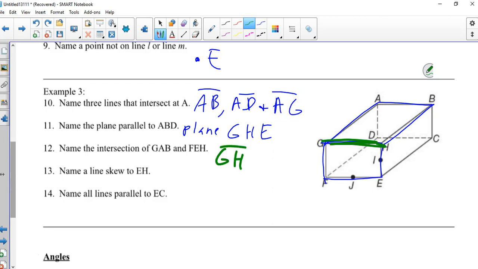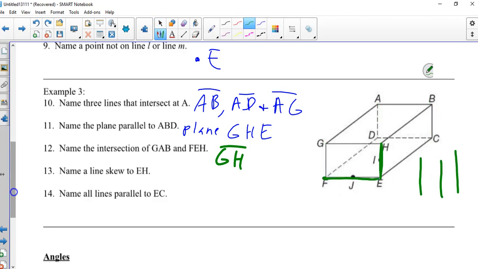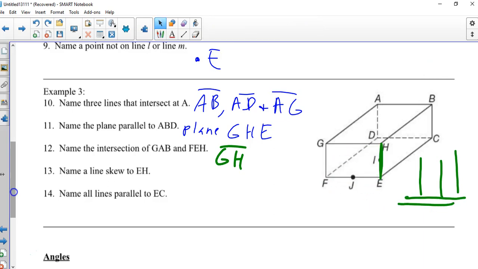Name a line skew to EH. This is why it's good to use pencil, not pen, because you can do this in a race. So skew to EH, once again, it can't be GH, AD, or BC, because those are all parallel. It can't be FE or GH, because those are intersecting. So you can do something like AG.